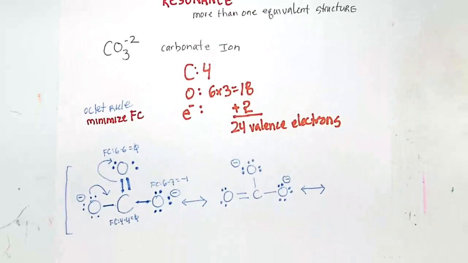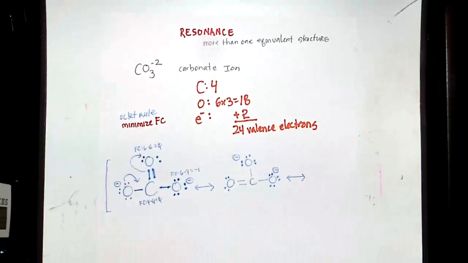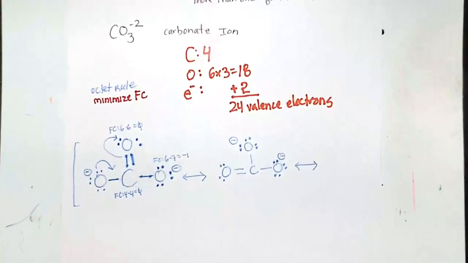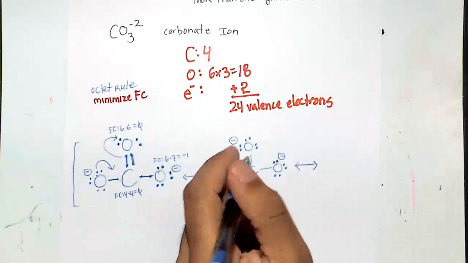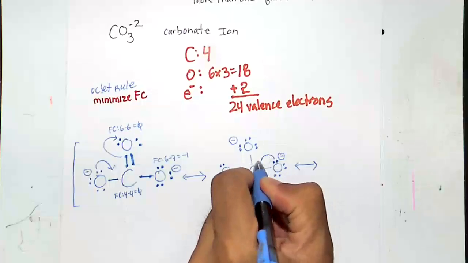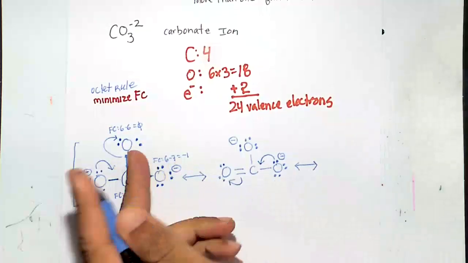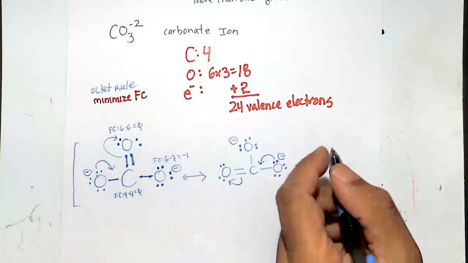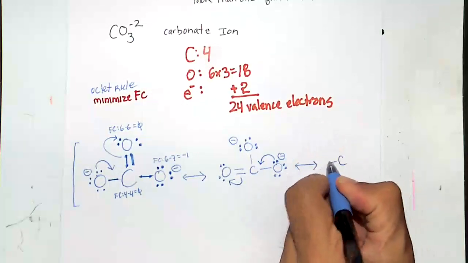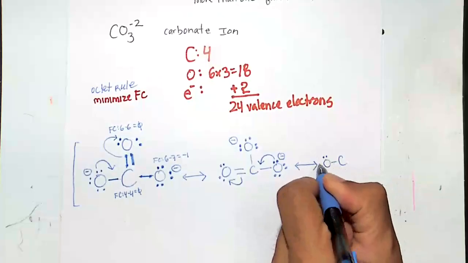And can anyone tell me the last structure? To the right, double bond to the right, good. So I'm going to move this pair of electrons here. That kicks out this pair of electrons there. It doesn't matter which electrons, it doesn't matter.